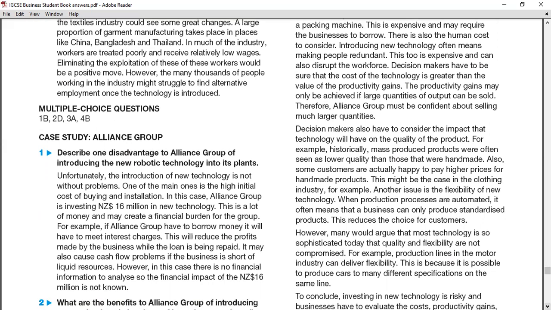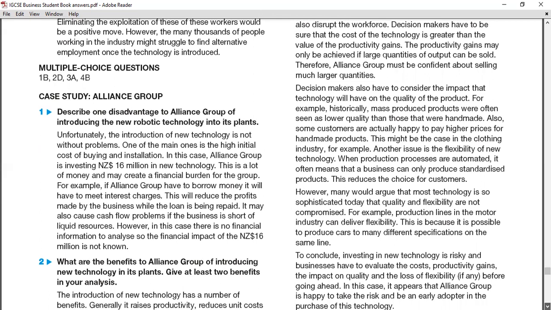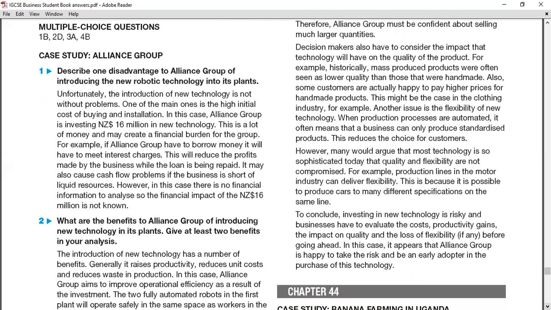When production processes are automated, it often means that a business can only produce standardized products. This reduces the choice for customers. However, many would argue that most technology is so sophisticated today that quality and flexibility are not compromised. For example, production lines in the motor industry can deliver flexibility. This is because it is possible to produce cars to many different specifications on the same line. To conclude, investing in new technology is risky, and businesses have to evaluate the cost, productivity gains, the impact on quality, and the loss of flexibility before going ahead.